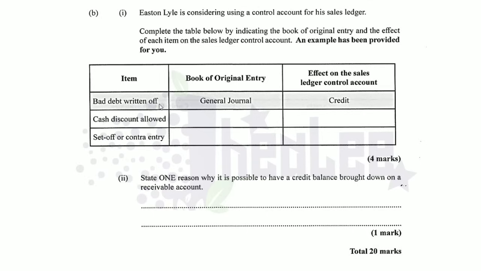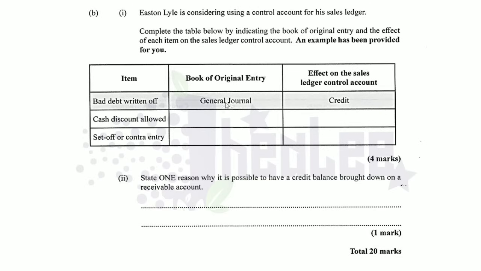Bad debt written off, remember, that reduces debtor, and we use the general journal to write off bad debt. And in this case, because it reduces your debtor, the value of what your debtors are owing, then that's a credit entry. So the effect is that that's a credit entry.